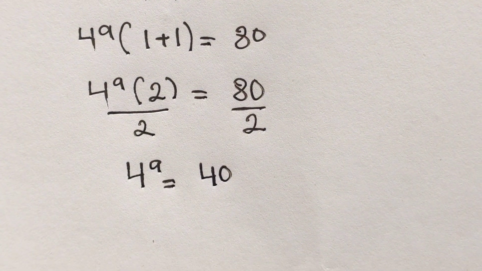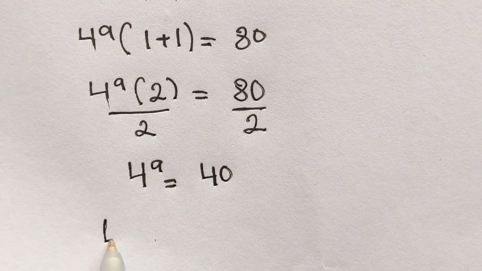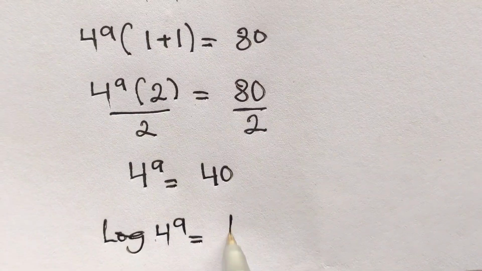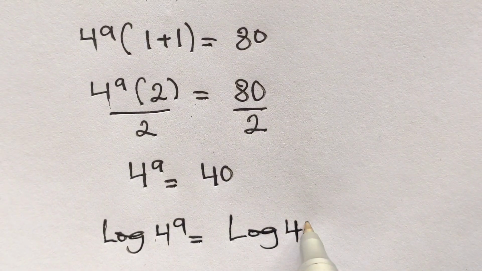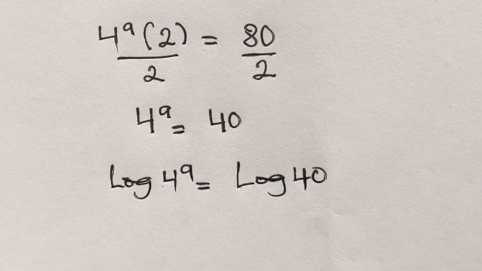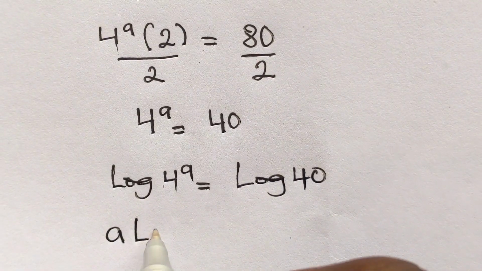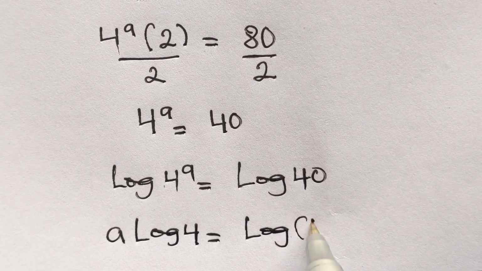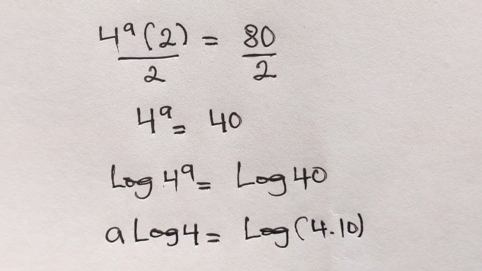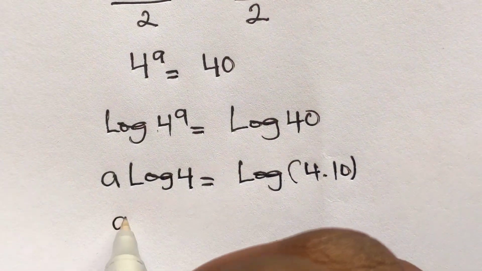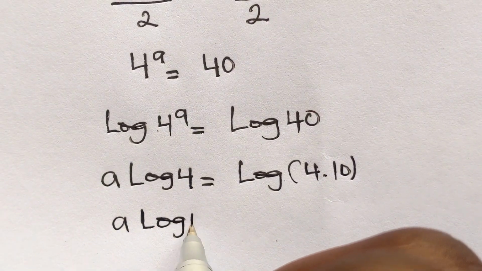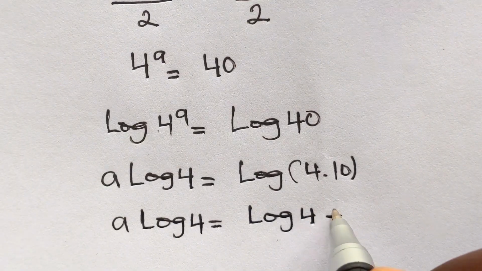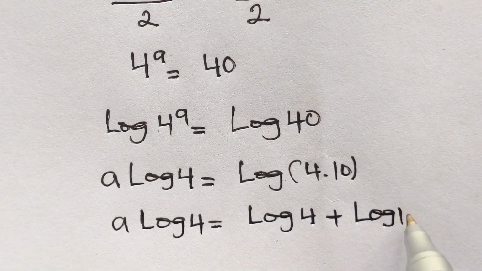Right, then what are you going to do? We're going to apply the logarithm on both sides: logarithm of 4 power a, which equals logarithm of 40. And of course here a logarithm of 4 is equal to logarithm of 4 times 10. A logarithm of 4 is equal to logarithm of 4 plus logarithm of 10.